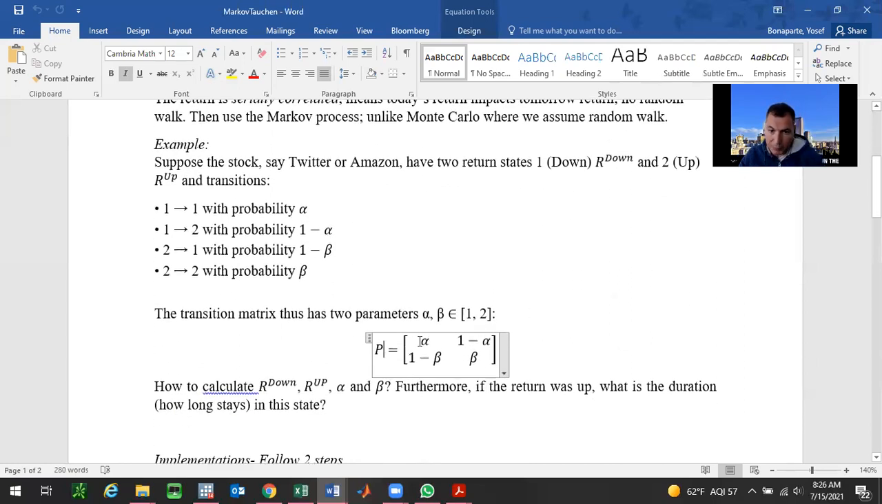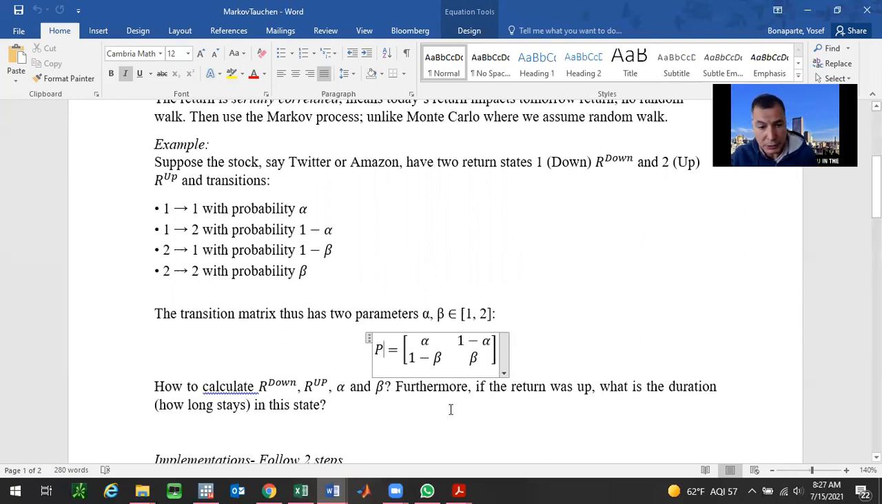Suppose it's high, so the probability to go high again is alpha. The probability it's high and going next period to be low is 1 minus alpha. And the probability if I am low going to high is 1 minus beta. And the probability that I am low and going to low again is beta. So how to calculate, and then from this, you can see what the prices are going to be. So we're going to take Amazon as an example.